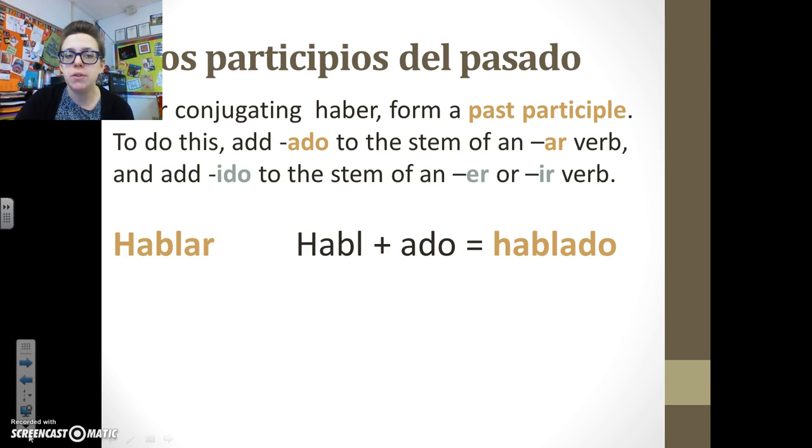So, I have the verb hablar. Hablar is an AR verb. I'm going to take the AR off to get the stem, so that's habla. Since it's an AR verb, I'm going to add ado. It becomes hablado.